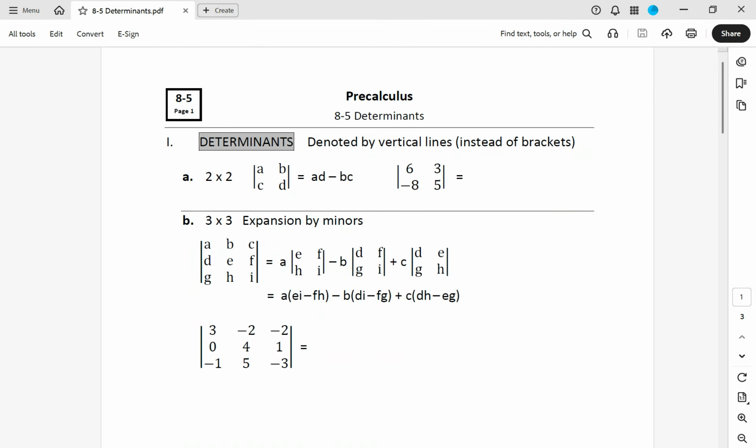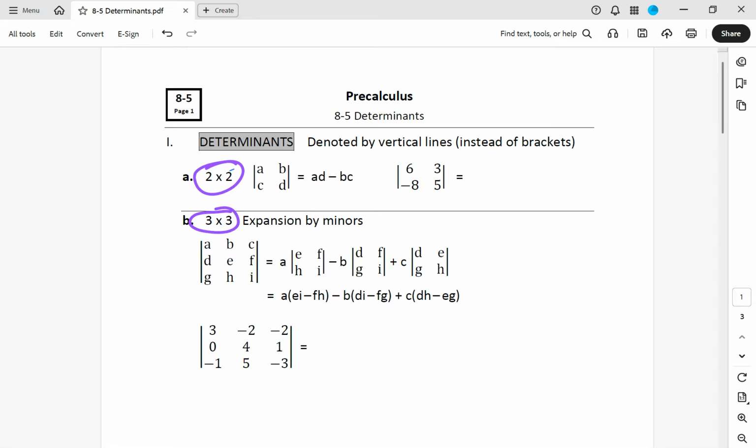I'll use blue here. Notice that we have a 2 by 2 and a 3 by 3. You can do 4 by 4s and others, but you're going to want to use some electronic means to do those. And you can actually do these on a graphing calculator as well.